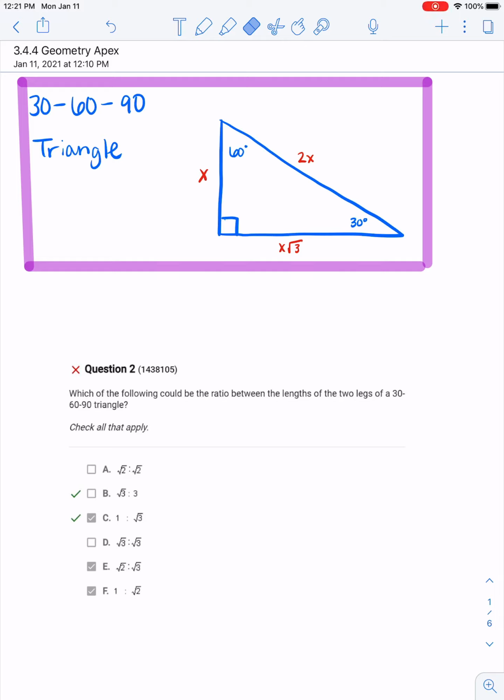This is for geometry 3.4.4, which is all about a 30, 60, 90 triangle. Okay, so just before we get started with the questions, a 30, 60, 90 triangle I have shown you right here at the top. And basically your angles are 30 degrees, 60 degrees, and 90 degrees, which is that little box in the corner. That's why we call it a 30, 60, 90 triangle. And then it is a special right triangle because those specific angles create a special ratio of sides.